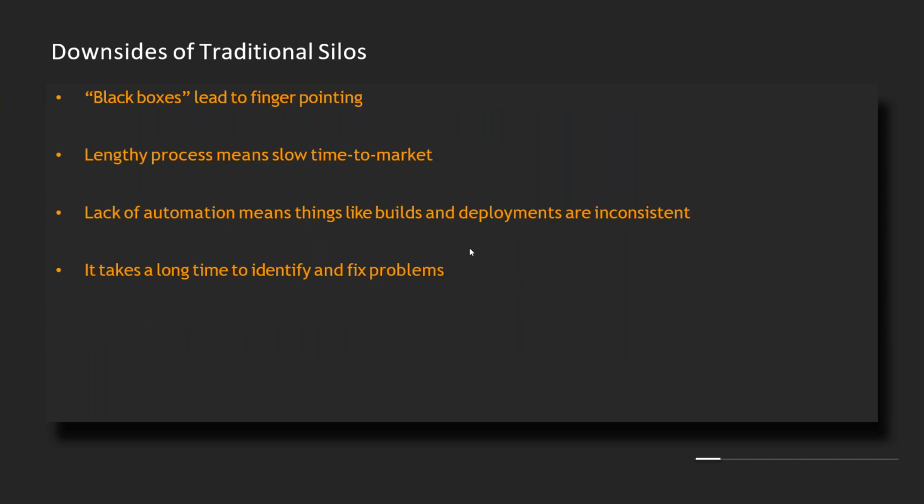The downsides of traditional methods are that black boxes led to finger pointing, a lengthy process means slow time to market, and lack of automation means things like builds and deployments are inconsistent. It takes a longer time to identify and fix problems when you are working traditionally.